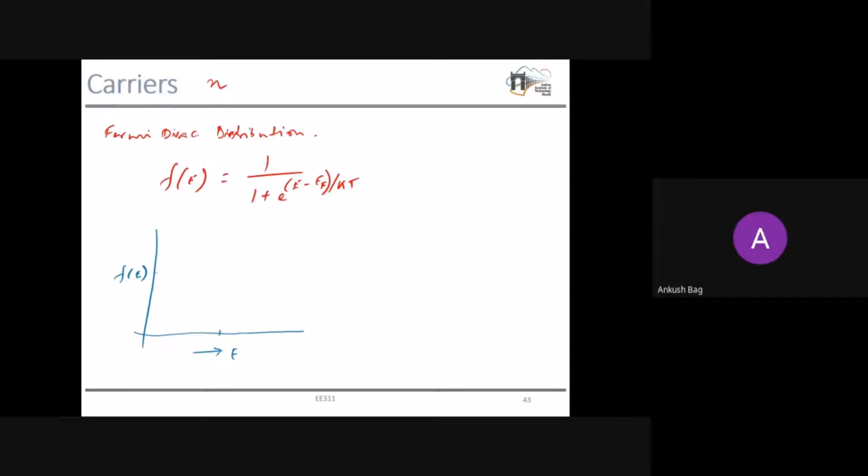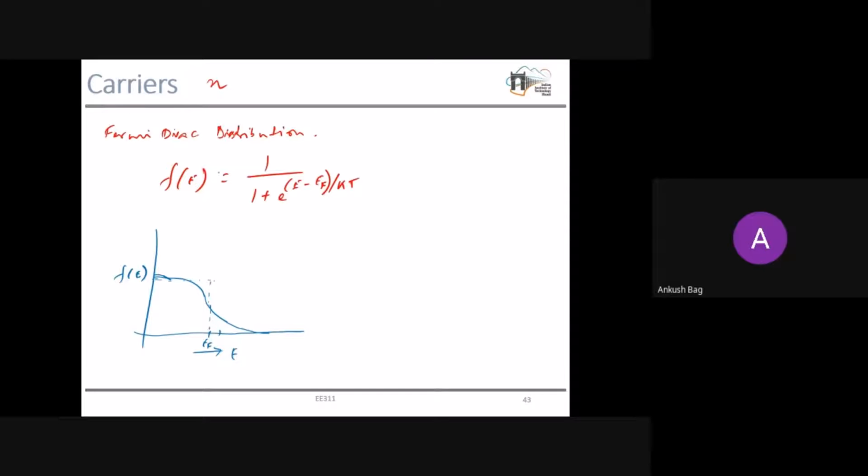Let's say this is EF. So this is the Fermi-Dirac distribution function. This is the energy EF, also called Fermi energy.